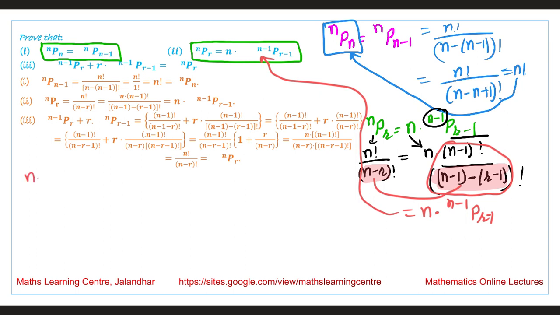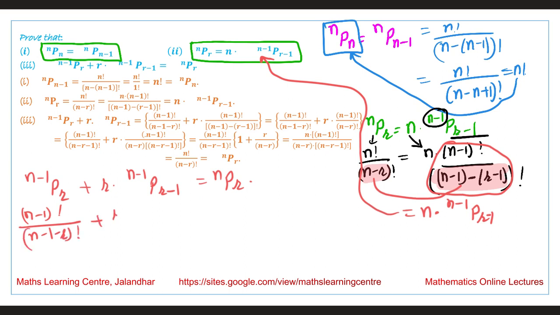Next is (n-1)Pr plus r into (n-1)P(r-1), that is equal to nPr. So if we calculate the values over here, we get (n minus 1) factorial over (n minus 1 minus r) factorial plus r into (n minus 1) factorial divided by, when we solve this value, it will become (n minus 1 minus r plus 1), that is equal to (n minus r) factorial.